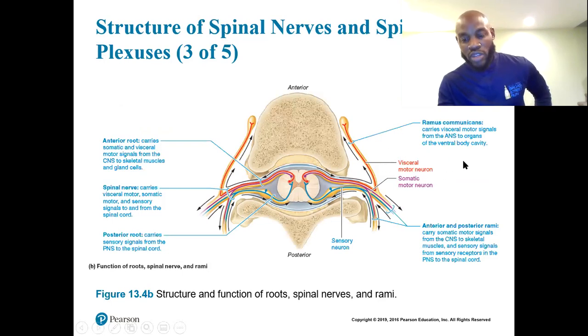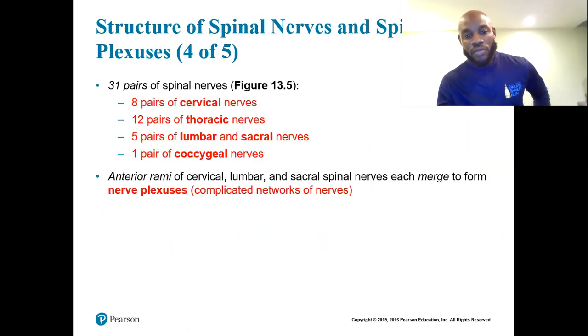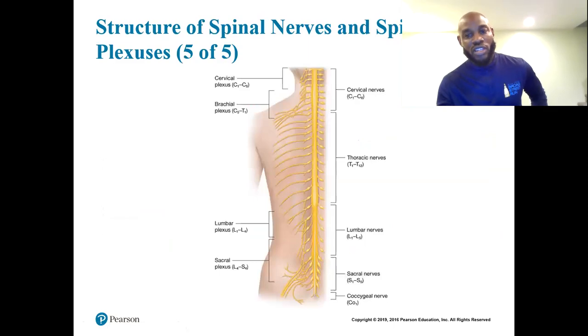So going to your organs, okay? Visceral motor signals from the autonomic nervous system, okay? So that's very important. So then out of these anterior rami, we're going to see the nerve plexuses, complicated networks of nerves, right? So just remember all those terms.